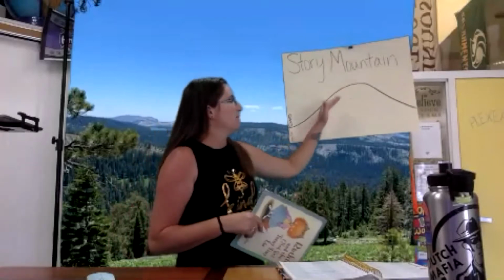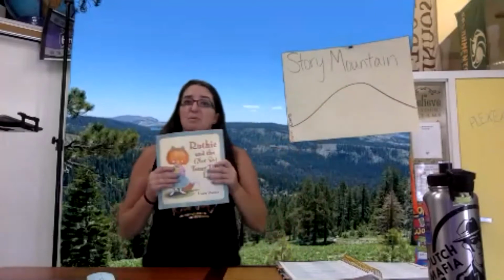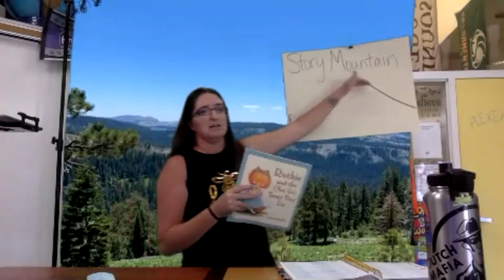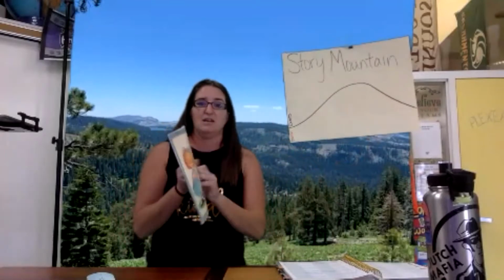As you're writing the events, think about the emotions that the characters are feeling too. Are they happy? Are they sad? Are they scared? Are they angry? Okay, what are the emotions that are happening? Now, as I read this book, you're going to do your best to complete your own story mountain to go with this, okay? So here we go.